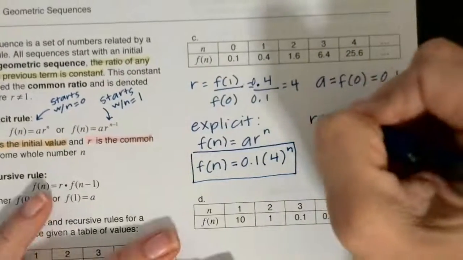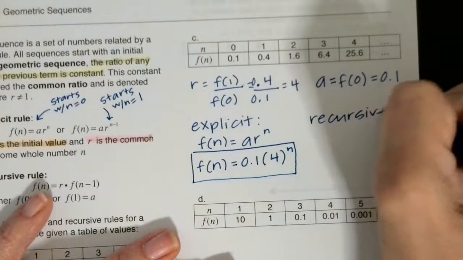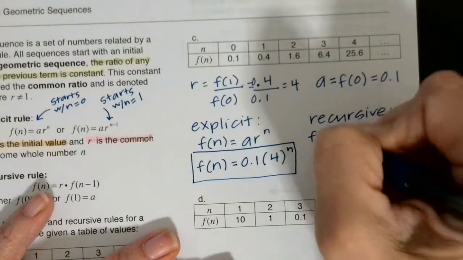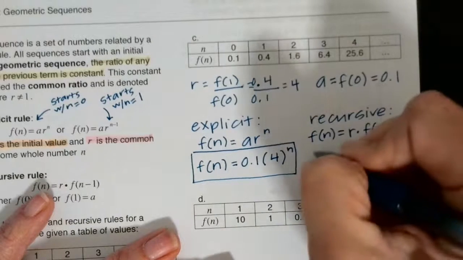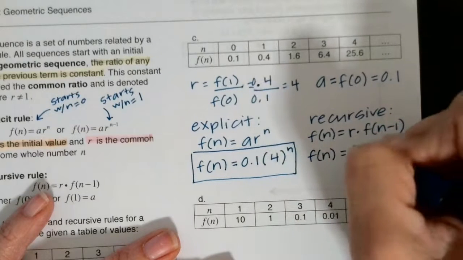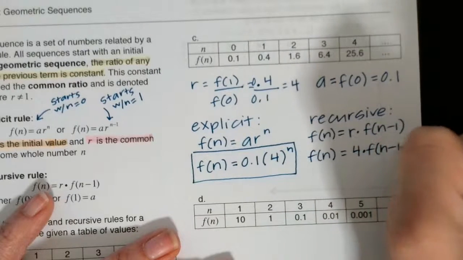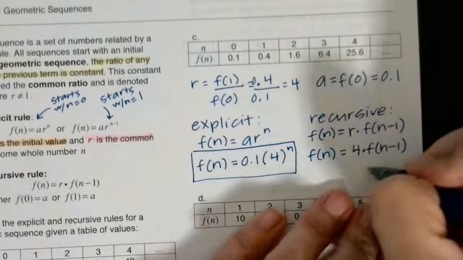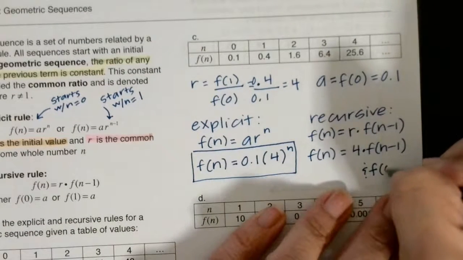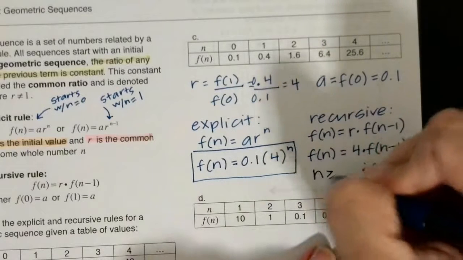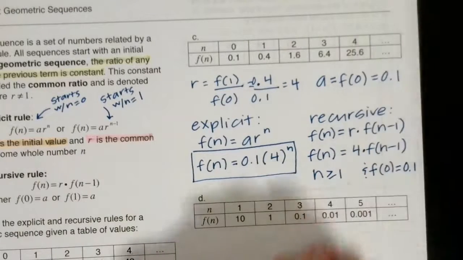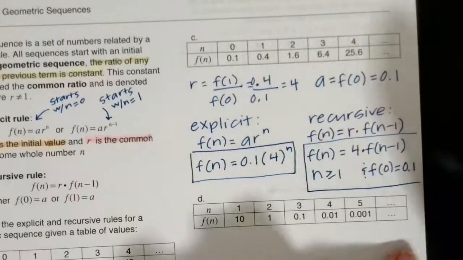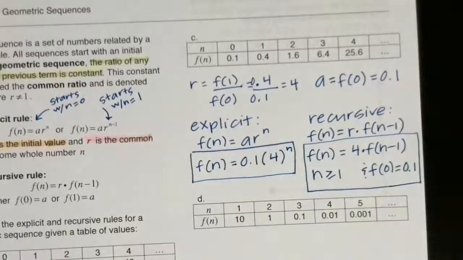Now when we come to do the recursive, we are going to do r times f of n minus 1. Super easy because we just have to plug in our r. But then we have to make sure we state our initial value in f of 0. Once I see that that's 0, I know that n is greater than or equal to 1. So it's always 1 higher, equals 0.1. Guys, look how fast we are at these. This is awesome. Okay, moving on to the next one, D.